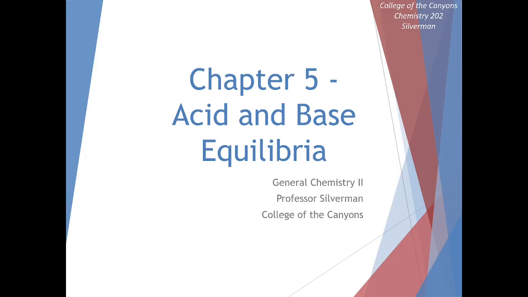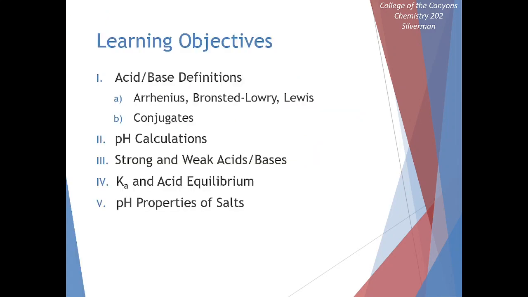Hello and welcome in. We are here starting a new chapter. Chapter 5 is on acid and base chemistry in the context of equilibrium. In this chapter, we'll introduce our acid-base definitions, a whole variety of definitions, and we'll get into some nice equations for calculating pH, pOH, how acidic or how basic our solutions might be.